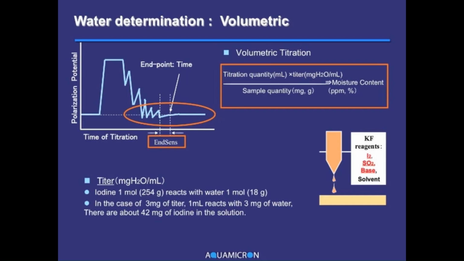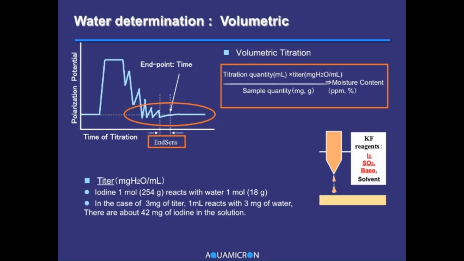This reagent is formulated such that 1 milliliter reacts with 3 milligrams of water, and thus it contains, in 1 milliliter, 42 milligrams of iodine. The volume of the reagent consumed in the titration is defined as the titer, and the unit we use is the milliliter. The weight of water in the sample is calculated when we multiply the titer by the reagent potency, and the concentration of water is calculated when we divide the weight of water by the weight of the sample. This procedure is shown in the equation at the upper right of this slide.